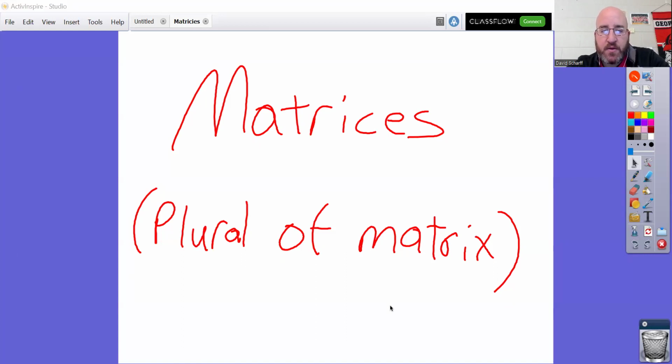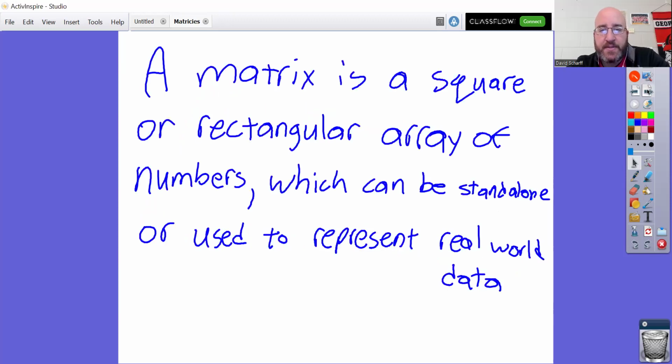A matrice or a matrix. Matrices is the plural of matrix. A matrix in mathematics is not a movie. It is not Keanu Reeves dressed in all black trying to dodge bullets or picking from a red pill or a blue pill or anything like that. What a matrix is, head over here, is a square or rectangular array of numbers, which means a display or a spread of numbers, which can be standalone or used to represent real world data.